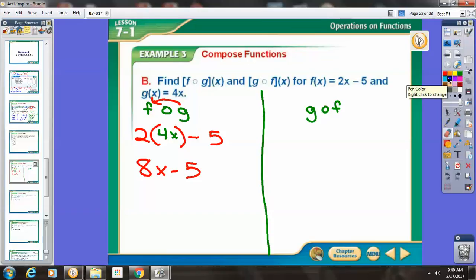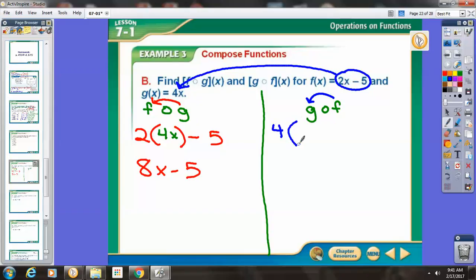Okay, so look at g composite f. This time we're going to take our f function and put it into g. So where's our f function? Our f function is right here, 2x minus 5. And we're going to put that binomial into the g function for x. So this time I'm taking out the x in 4x and putting 2x minus 5 in its place.